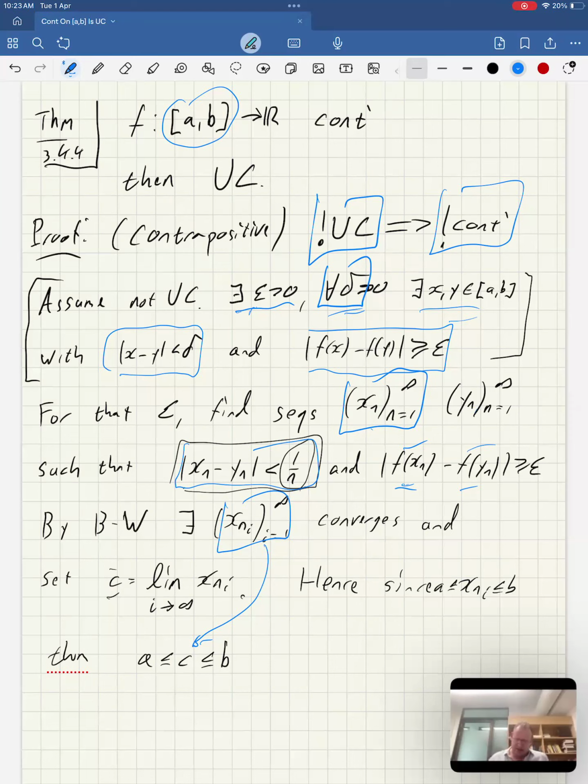And hence, since x_{n_i} is between a and b, c is also between a and b. So the limit c is somewhere on that interval. Now, if the interval had been open, this would still have been a less than or equal. So even if the interval had been open, that would have been a less than or equal. Let me undo a few of the scribbles on this.